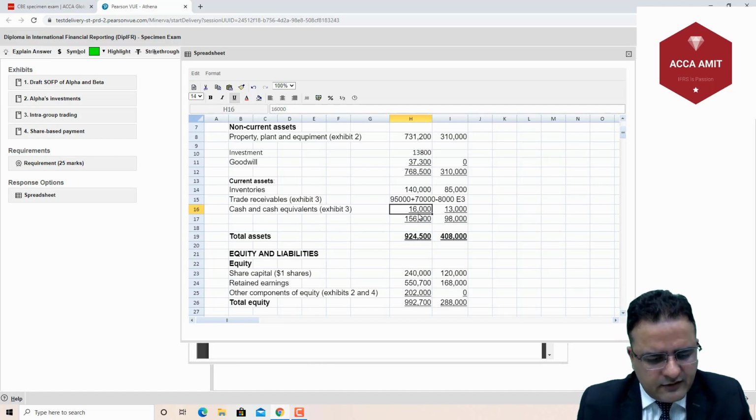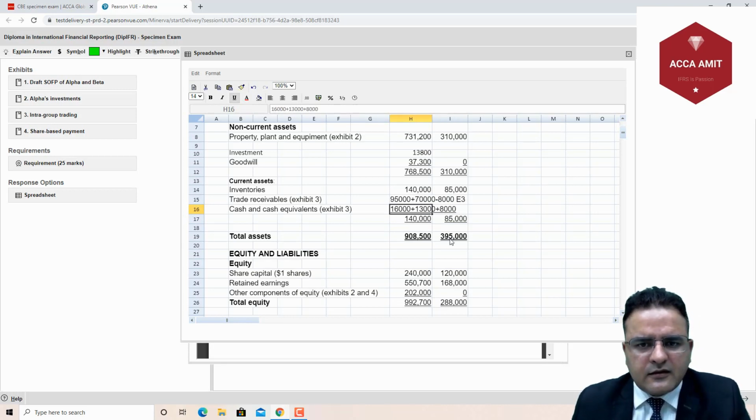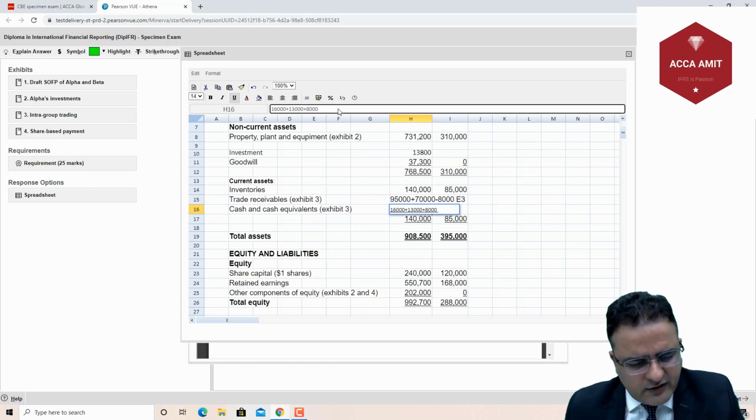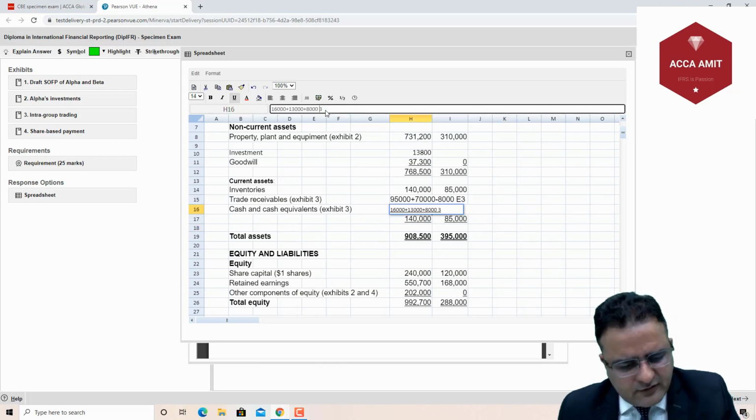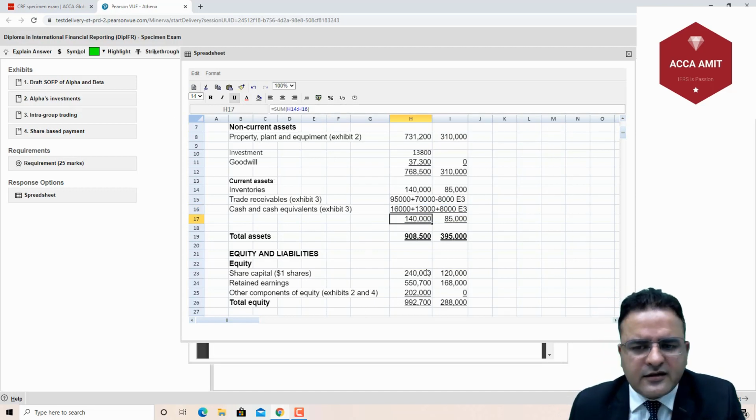Cash and cash equivalents will be 16,000 plus 13,000 plus 8,000 in the assumption that as if the cash has been received. This is because of working note number 3. So cash in transit is treated as if the cash has been received, and if cash has been received, we'll reduce the trade receivables and increase the cash and cash equivalents. So this is Exhibit 3, so I'm marking it here. This is the treatment for Exhibit 3 for intragroup trading.